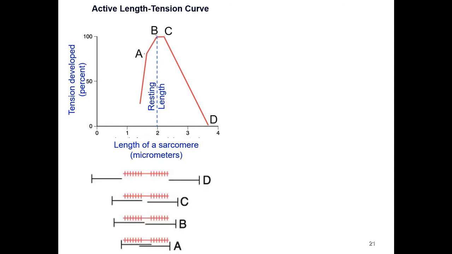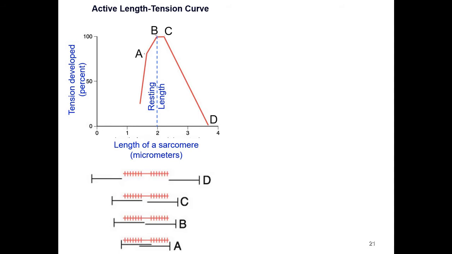Here we see 4 different sarcomere lengths. In the arrangement labeled D, the sarcomere is so stretched out that there is no overlap between the actin and myosin filaments, and no cross bridges can be formed. In the arrangement labeled B, the maximum number of cross bridges can be formed. In this arrangement, we can see that the maximum amount of active force can be generated.